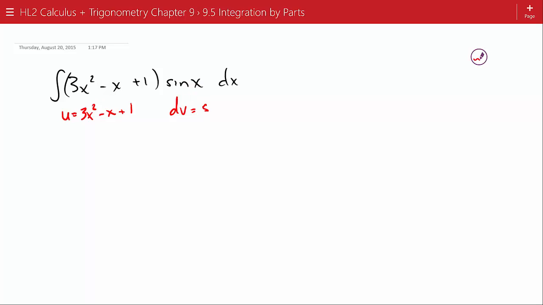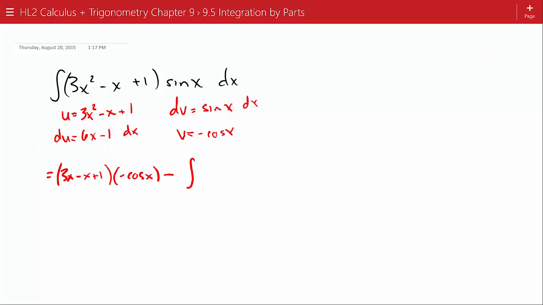So dv is going to be sine x dx. That makes v equal to negative cosine x. And du is 6x minus 1 dx. So integration by parts tells me that I can now write this as 3x squared minus x plus 1 times negative cosine x minus the integral of 6x minus 1 times negative cosine x dx.